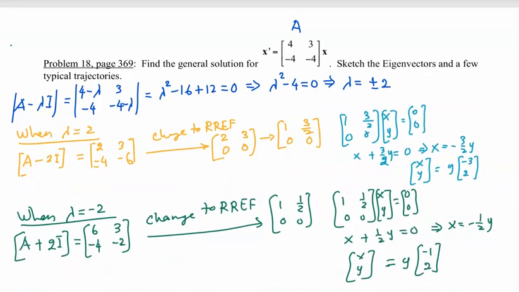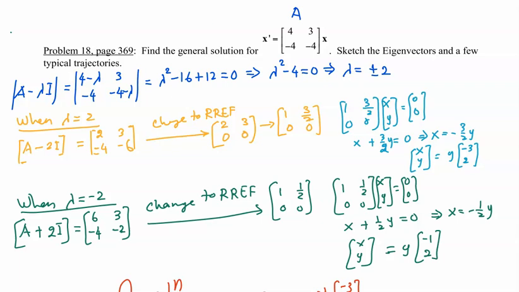Next one, very similar. Again, we have this differential equation. I need to find the general solution, and then we're going to sketch the eigenvectors. So here again, A minus lambda I, find the eigenvalues. Again, this is the determinant of this matrix. I found that lambda equals +2 and -2.